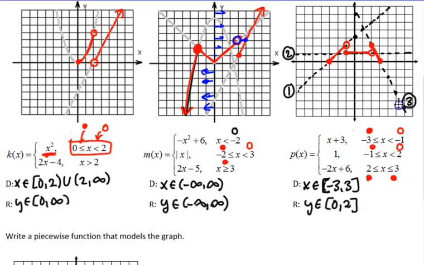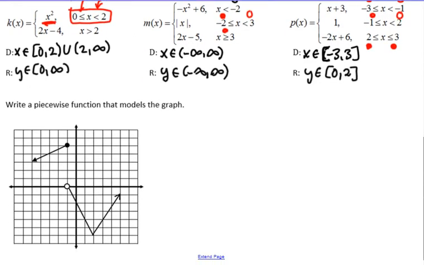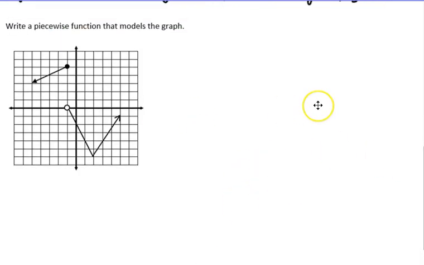Alright, the next step now is, can we go the other direction? Can we write a piecewise function that models the graph? So I have 3 sections to my graph here. Section number 1 is this line here. Section number 2 is the line segment going downward, and section number 3 is the line segment going upwards.